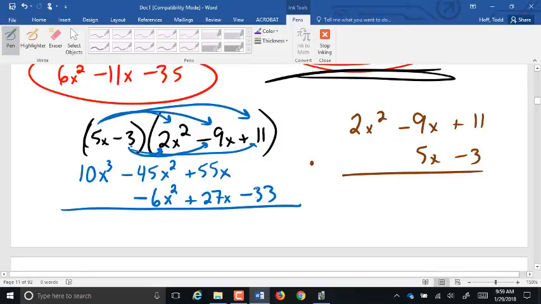And we can combine our like terms. Negative 33 just stays negative 33. Positive 55x and positive 27x is a positive 82x. Negative 45x squared and negative 6x squared is negative 51x squared, and the 10x to the third. Any questions?